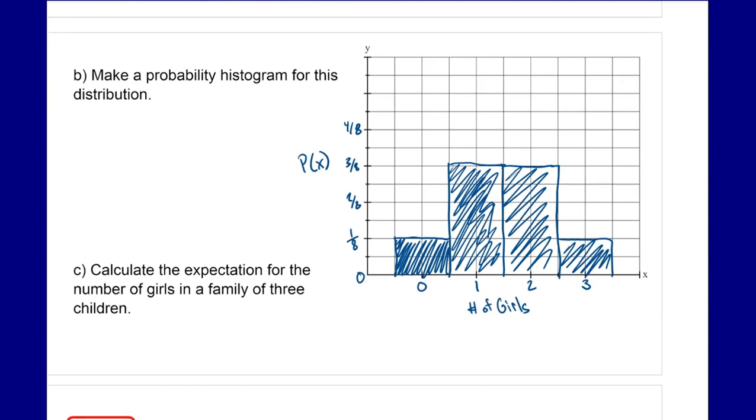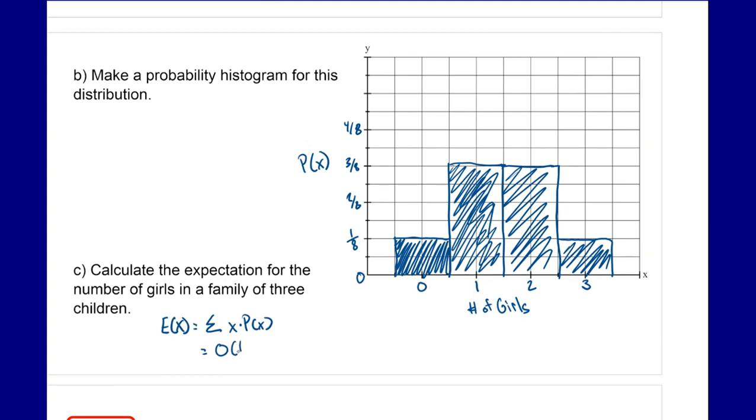Now we want to calculate the expectation for the number of girls in a family of 3 children. So we want to figure out what is the expected value. How many girls would we expect the family of 3 children to have based on the probability? So the probability, how we calculate that, again, the expected value, E(X), is equal to the sum of X times P(X), or each outcome multiplied by its probability.